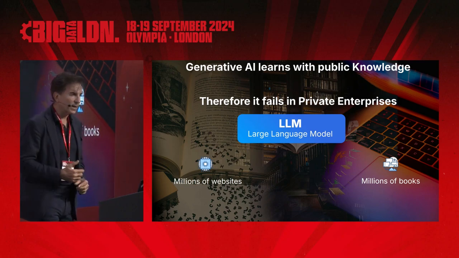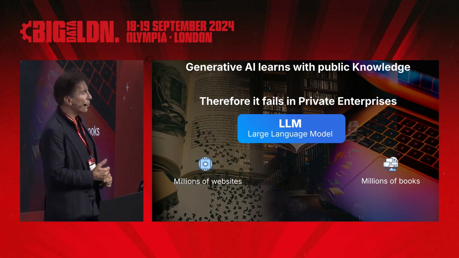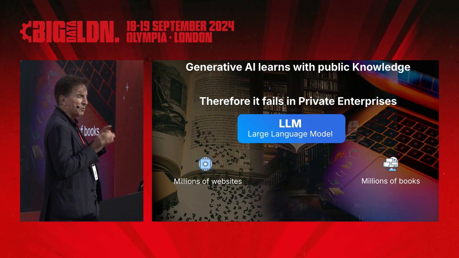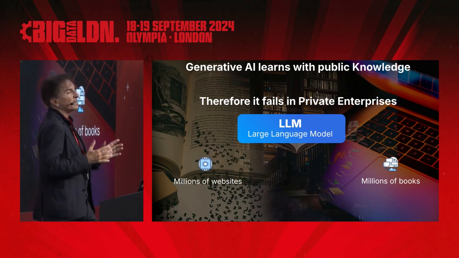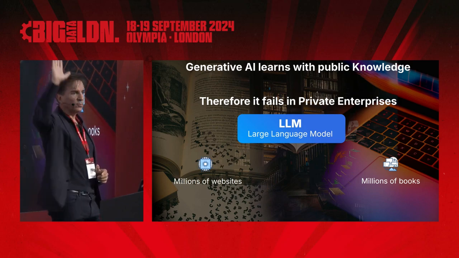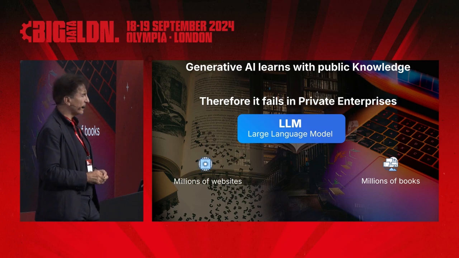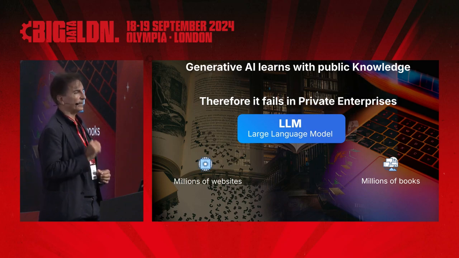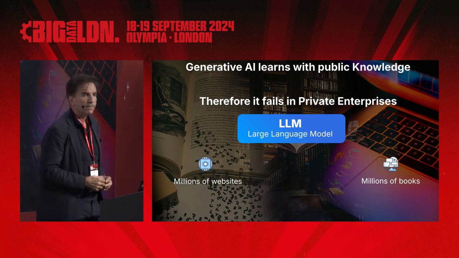So I would like to ask a question here. Who of you have been doing a POC or just doing something with generative AI? Okay. How many of your POCs are in production right now? Very few hands. Why?